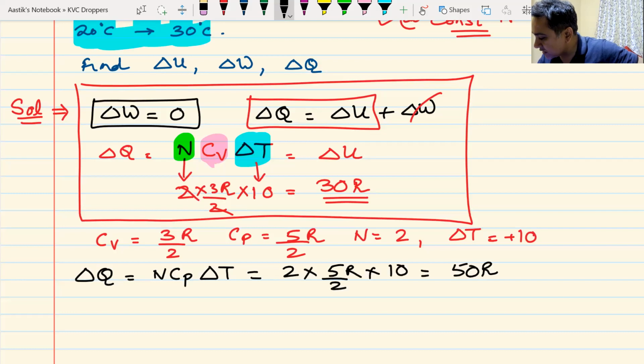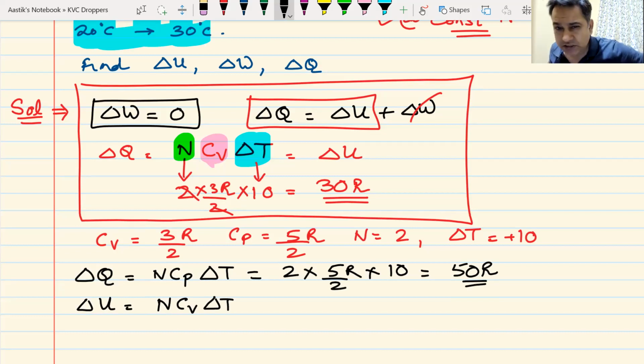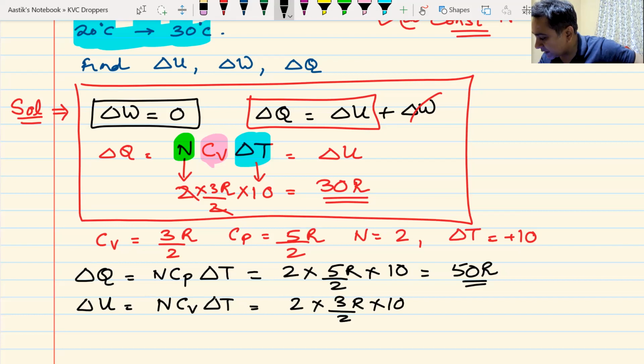Do we understand this? Everyone got this answer? Next thing that I'm going to do is find out the value of delta U, nCV delta T. Remember that even if this is a constant pressure process, change in internal energy is a state function. Does not depend on process. For all processes, it is constant. nCV delta T. I put the values: 2 into CV is 3 by 2R multiplied by 10. I cancel and I get this answer as 30R.